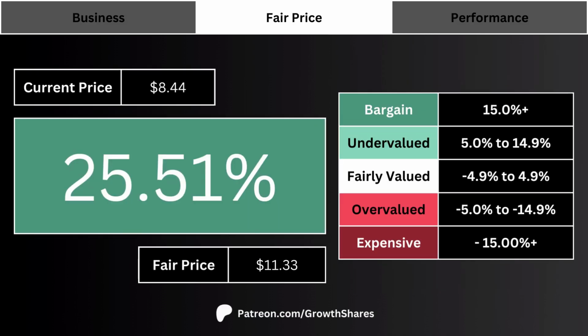Comparing the company's current price and its fair price, we can see here how undervalued or overvalued the stock is. The higher the percentage, the more undervalued the stock. The lower the percentage, the more overvalued the stock.